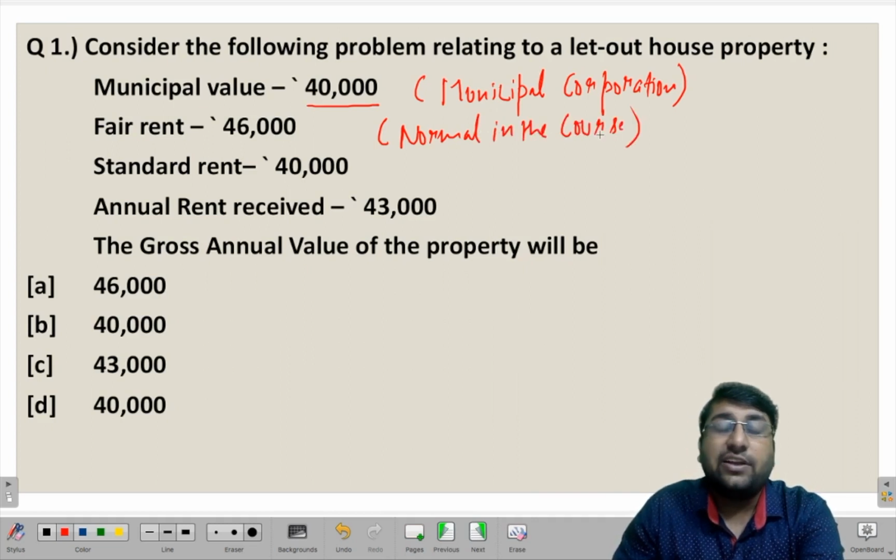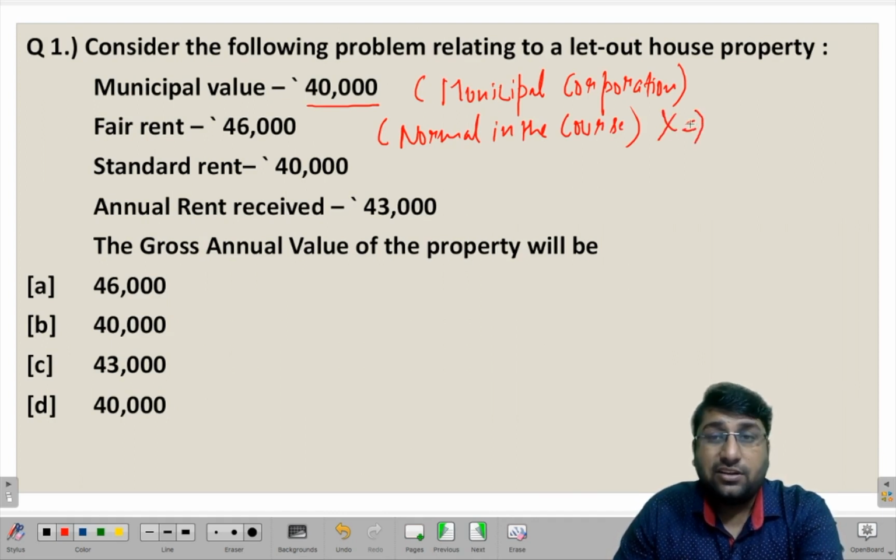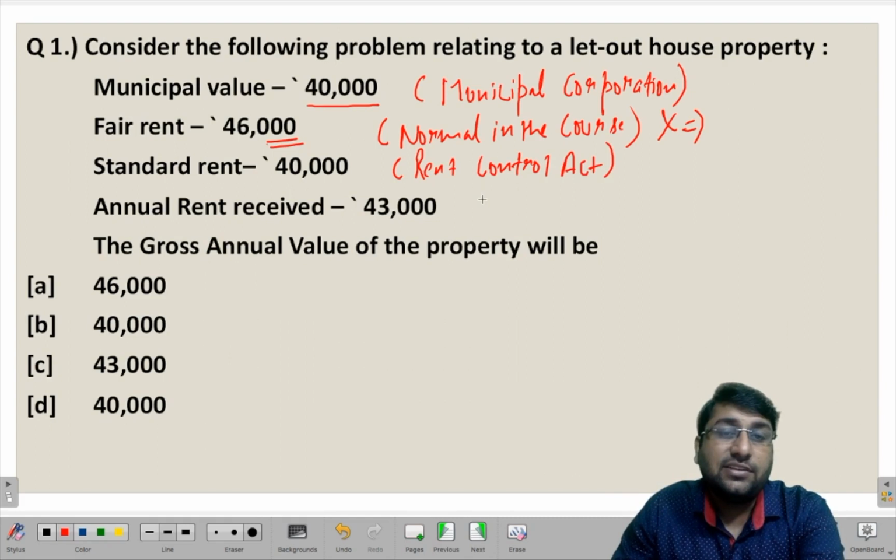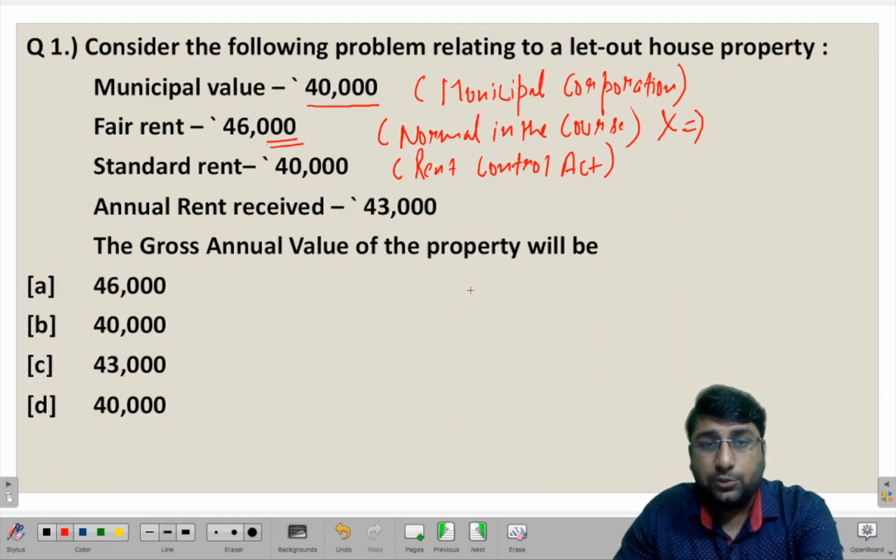So let us say that you are living in X area, and the usual rent in the nearby properties is approximately 46,000, which is being charged by other people. So this is your fair rent. Standard rent refers to the maximum rent that could be charged as per the Rent Control Act. So these are the three terms along with their meanings, and the actual rent received is what is actually received by the person.